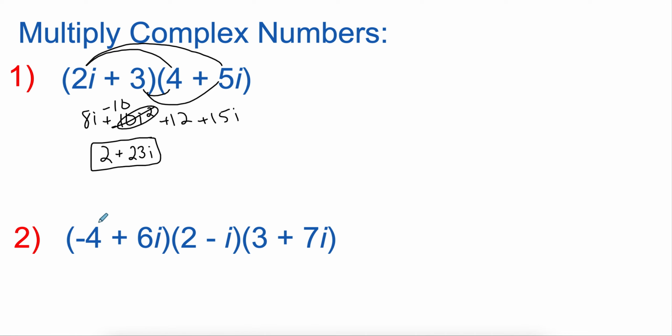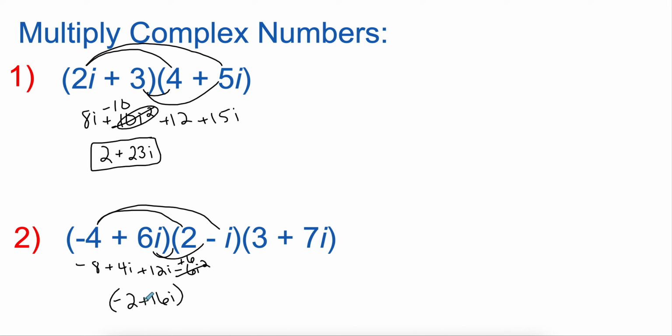All right, next one, we'll give this a shot. So two at a time. Multiply the -4 into both of those. So -8 plus 4i. Take the 6i into both of those. Plus 12i minus 6i squared. We'll fix this one up before we multiply it by that one. So that turns to a plus 6. And we've got -8 plus 6 is a -2 plus 16i. All right, now we're going to take this one and multiply it by that. So 3 plus 7i. All right.